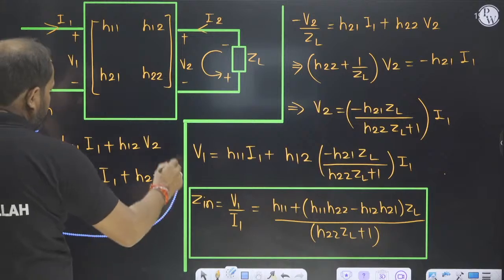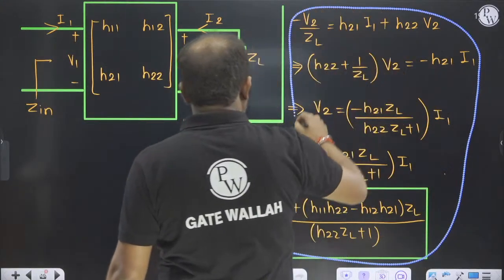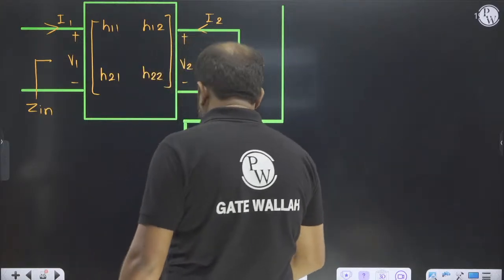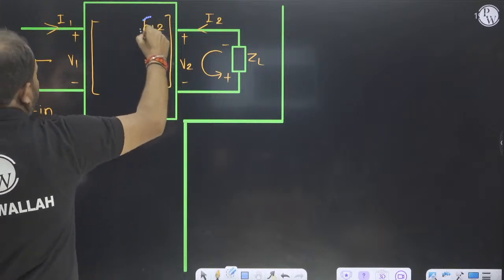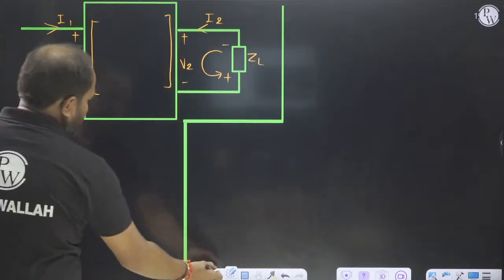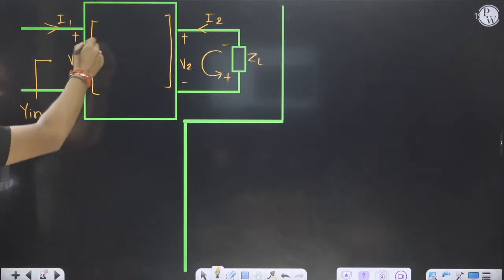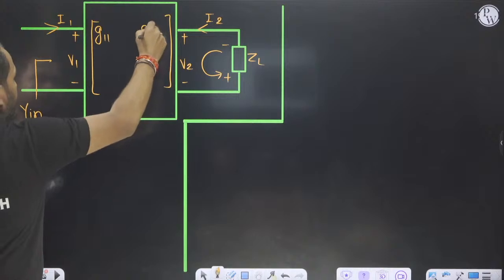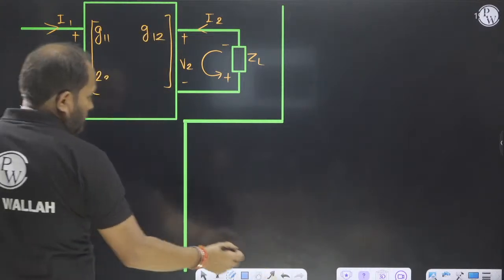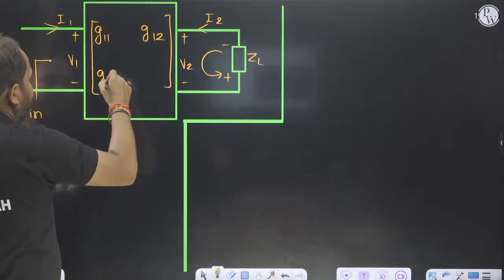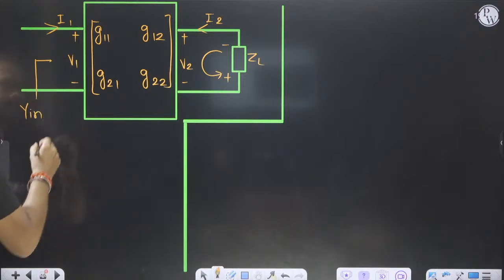Again we have the G parameter. We have to find out Zin, or Yin, in terms of G parameter. So first of all I will write G11, G12, G21 and G22.